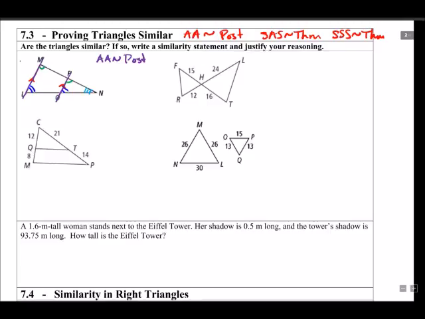So let's write a similarity statement. I'm going to start with my big triangle. I'm going to go green to common angle to blue. So MNL is similar to triangle, start on green, PNO. Yay! All right, let's do the next one.